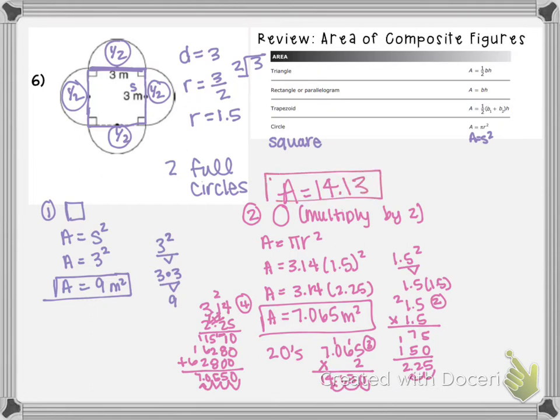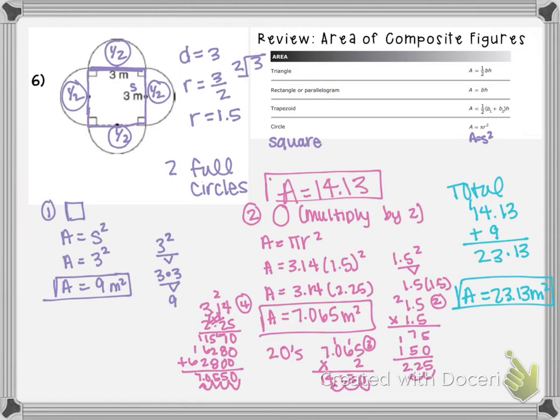Okay, then we have total. Total is 14.13 plus 9. 0.13, 9, 10, 11, 12, 13, 2. So area equals 23.13 meters squared.